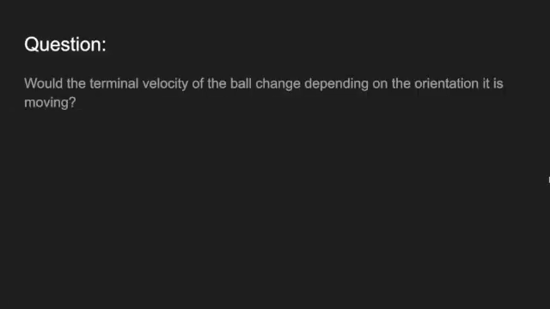A question that might come up is, would the terminal velocity of the ball change depending on the orientation it is moving in? The answer to that is no, as all objects have a terminal velocity that is dependent upon their mass, gravity, and air density. So as long as these stay the same, so will its terminal velocity.